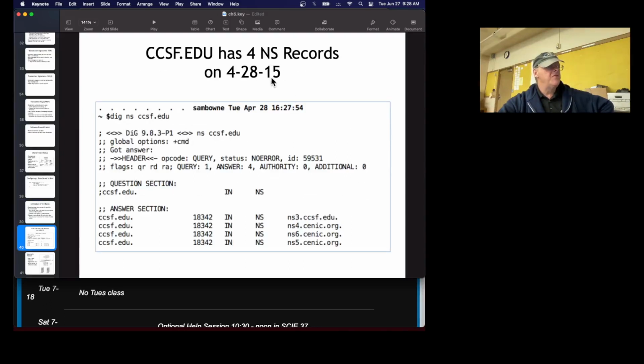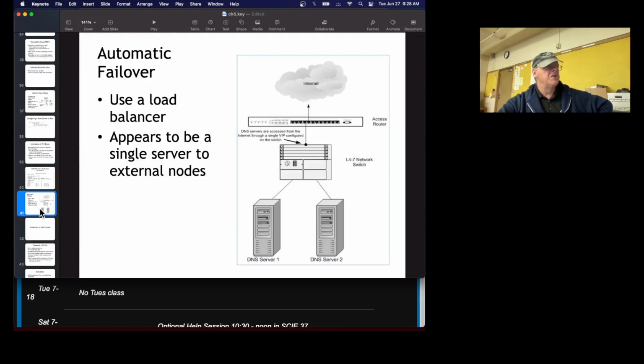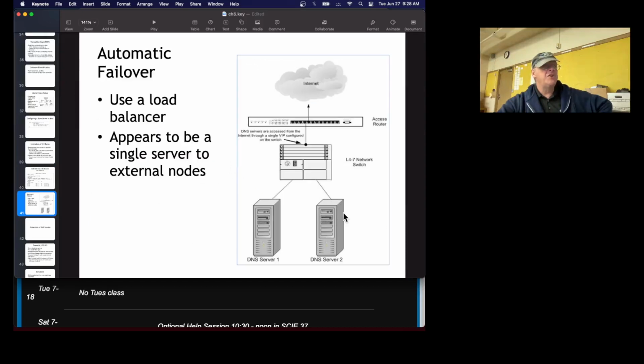So here's CCSF. It had 4 NS records, which is common. You only have a total of 13 records you can fit in 512 bytes. So everybody has more than one DNS server, unless you're a true amateur. City College has 4, and I think now it has 5. And so you'll have a series of these.